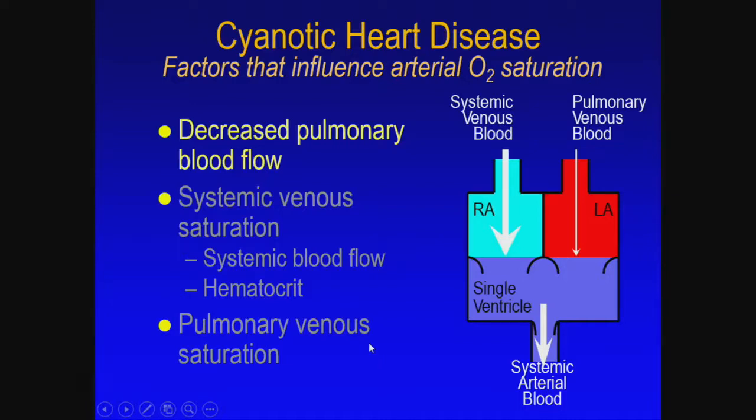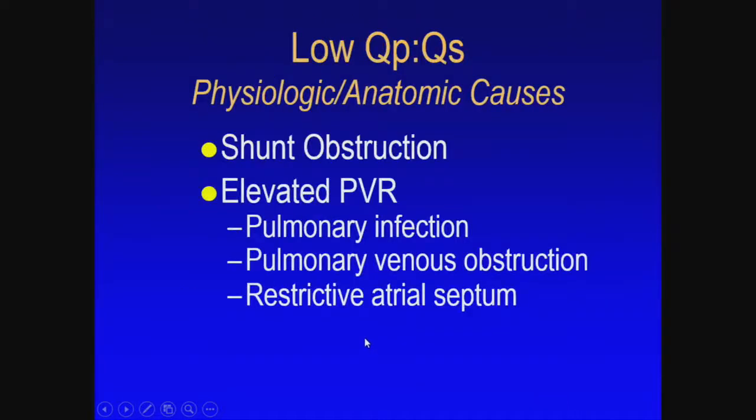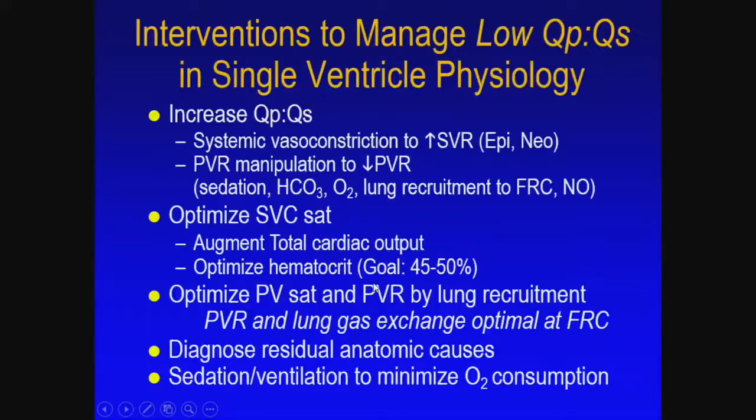Okay. Now, if you have a decreased pulmonary blood flow, what do you do? You treat the anatomic causes like shunt obstruction. Elevated PVR can be secondary to pulmonary infection, venous obstruction, or restrictive atrial septum. So to increase the QP to QS, systemic vasoconstriction. If you vasoconstrict the systemic circulation, more blood is going to go into the pulmonary circulation.